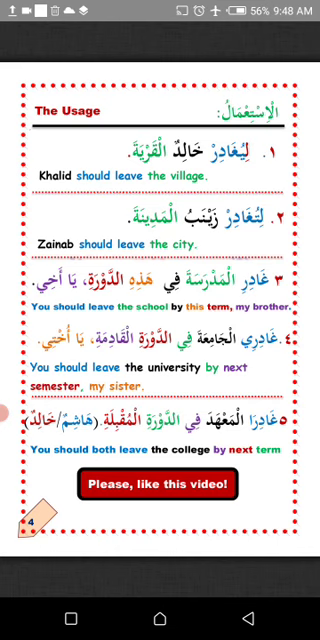خمسة, number five. غادرا المعهد في الدورة المقبلة. غادرا المعهد, you should both leave the college. في الدورة المقبلة, by next term. MashaAllah. لعلك فهمت? Talking to Hashim and Khalid.